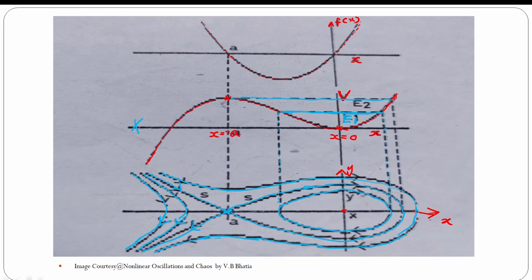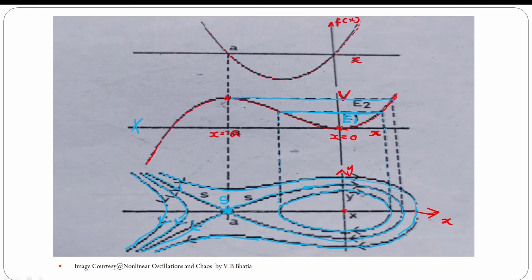So corresponding to this potential function, we can plot the phase space trajectories. Here you can see this point S is a saddle point. S, that is x equal to minus a, corresponds to a saddle point, and x equal to 0 corresponds to a vortex. So now let's go to a second example, the simple pendulum.